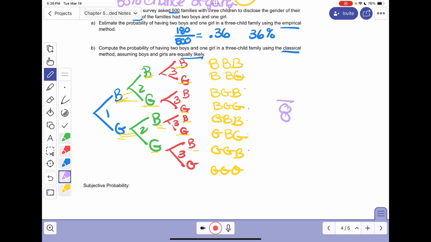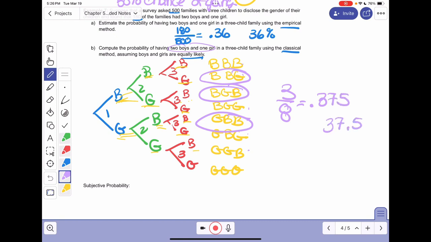And out of those 8, we want 2 boys and 1 girl. So that has 2 boys and a girl. That has 2 boys and a girl. That has 2 boys and a girl. So that's 3 out of 8, which gives us 0.375 or 37.5%.